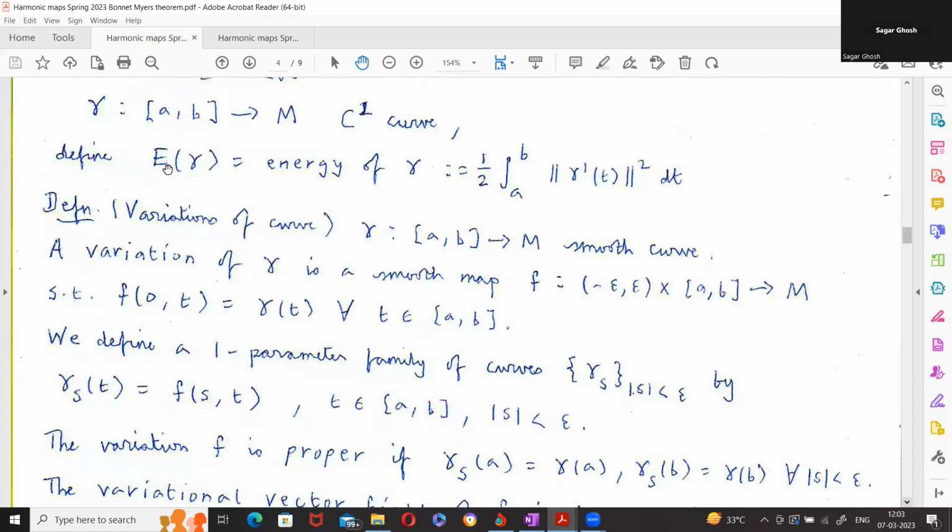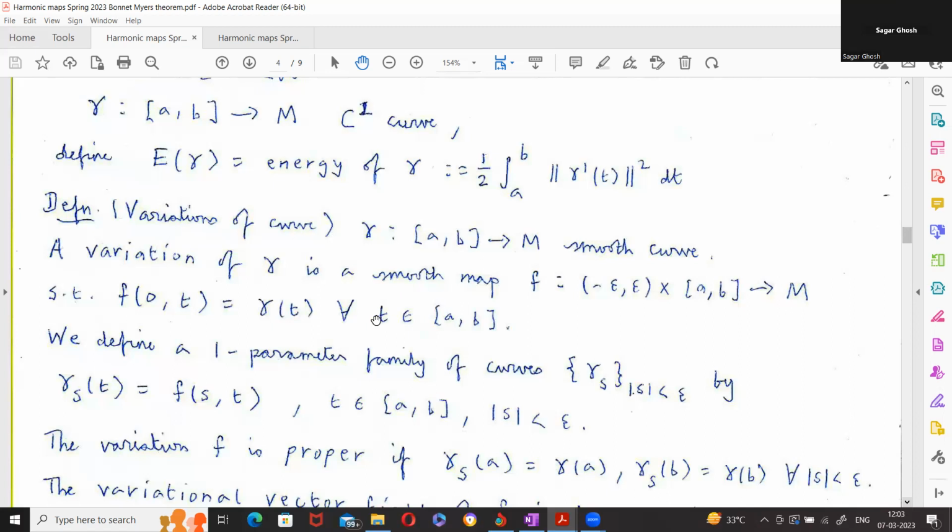And that equation is the Euler-Lagrange equation. So we'll see what we get. So first, let's look at a variation of a curve. So what is a variation? It means a smooth map from an interval (-epsilon, epsilon) cross [A, B] into M, such that at time 0, f(0, t) is gamma(t) for all t.